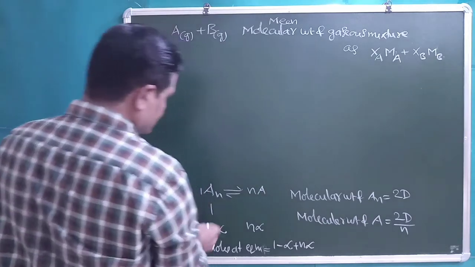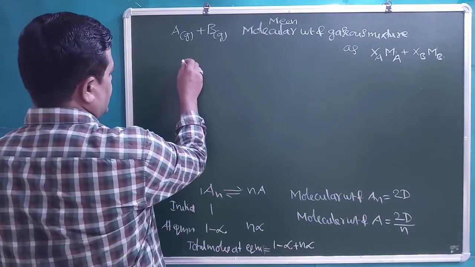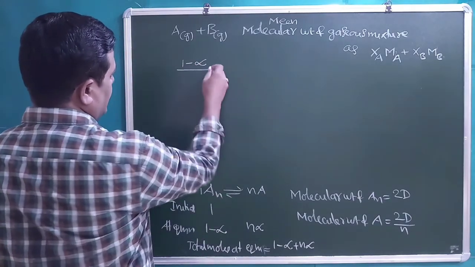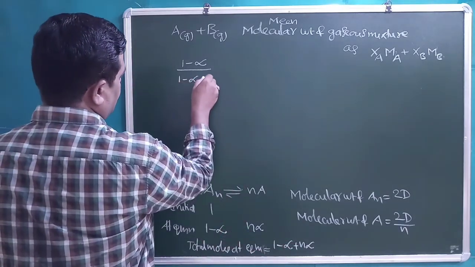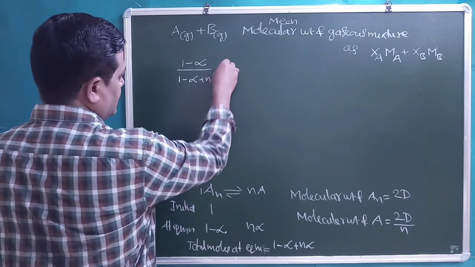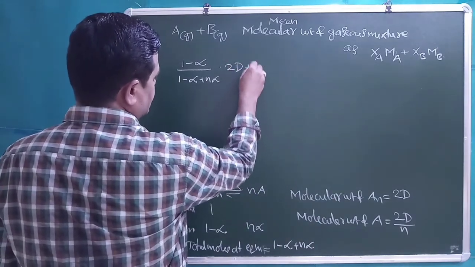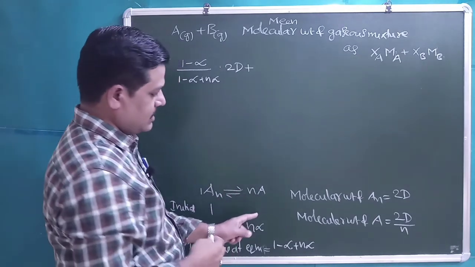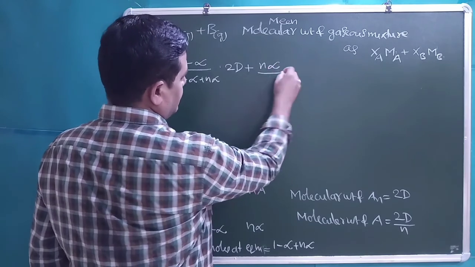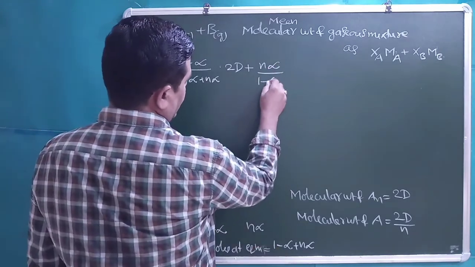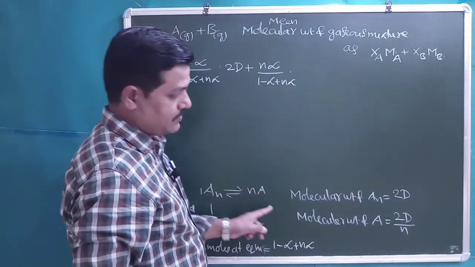Students, here the mole fraction of AN is the number of moles of the component, 1 minus alpha, divided by total number of moles, 1 minus alpha plus n alpha. And molecular mass of AN is 2D, 2 into capital D, plus the mole fraction of A, which is n alpha divided by total number of moles 1 minus alpha plus n alpha, and molecular mass of A is 2D by n.